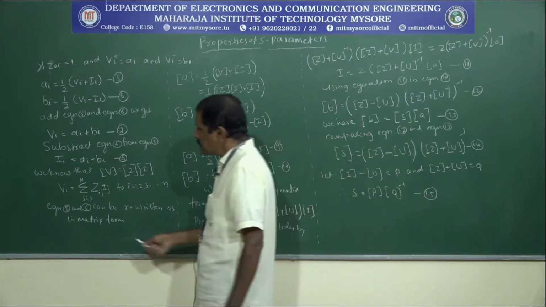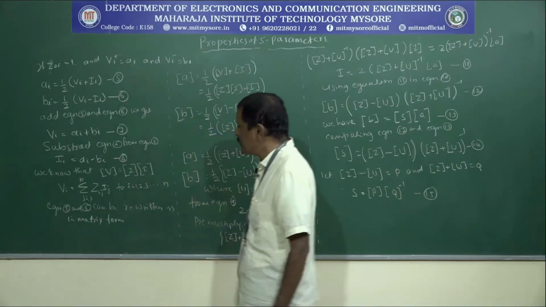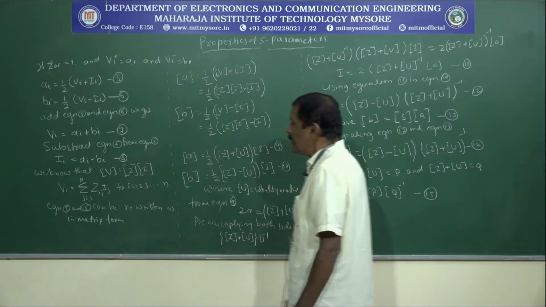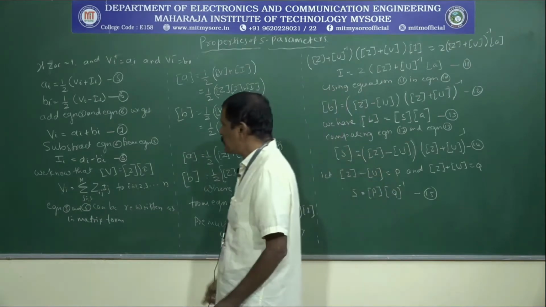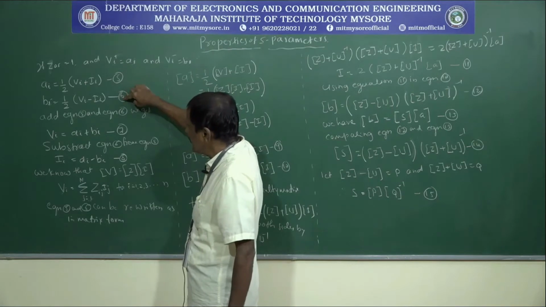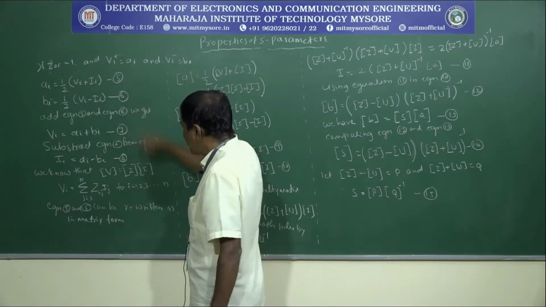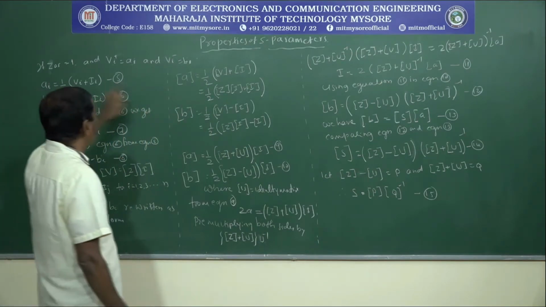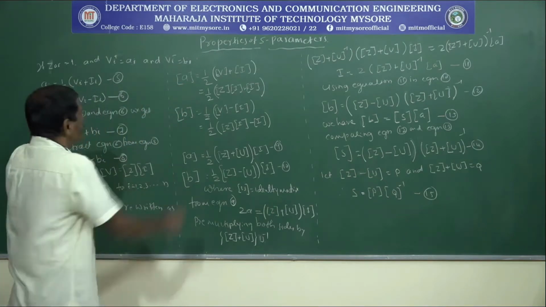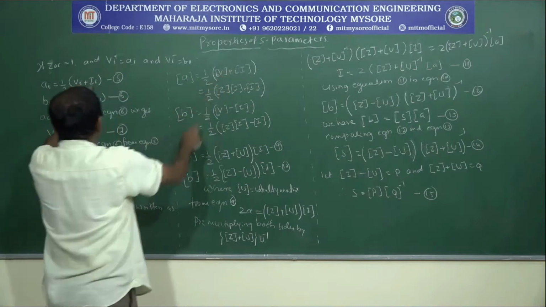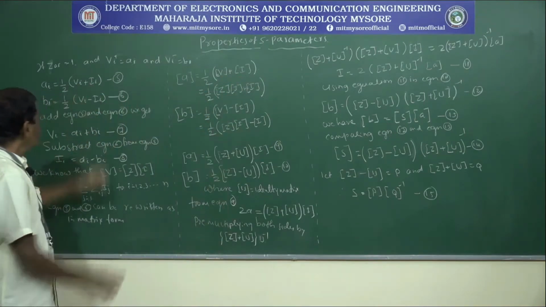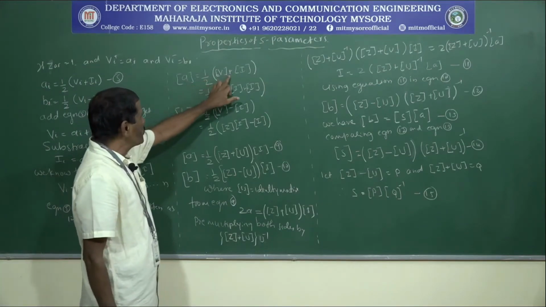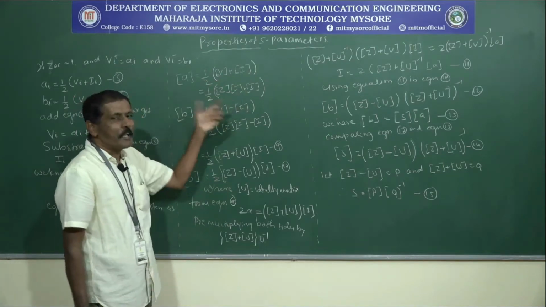Then from equations 5 and 6, we can write them in the matrix form. Whatever equations 5 and 6 are, we will write this particular equation in matrix form. Ai I am writing as A, the 1 by 2 remains the same, Vi I am writing as V, and Ii as I. So in matrix form, A equal to 1 by 2 into (V plus I). This equation we will modify a little bit.